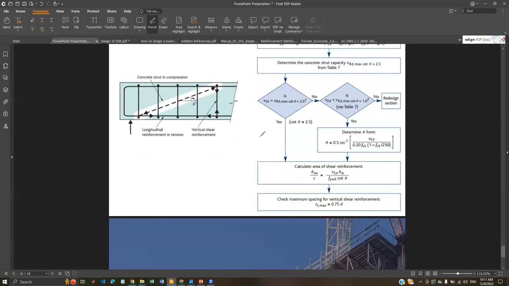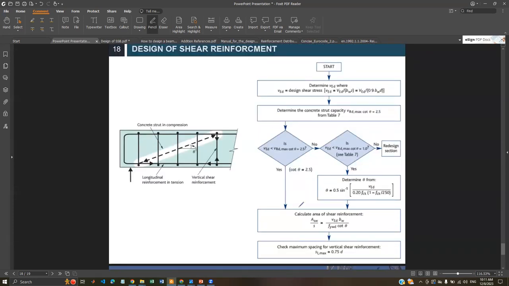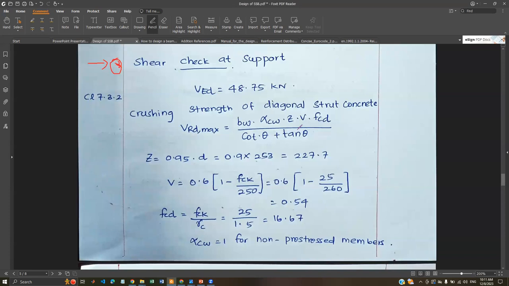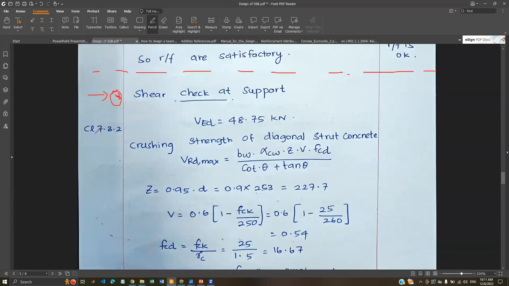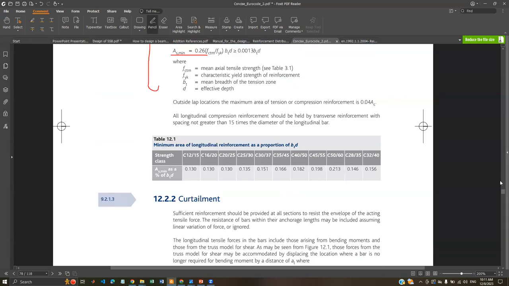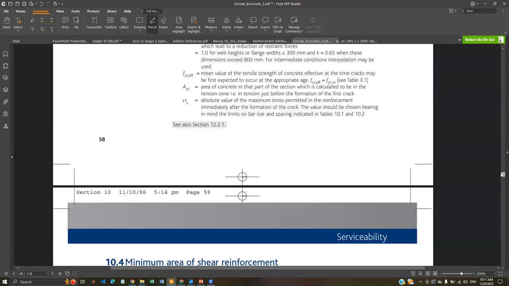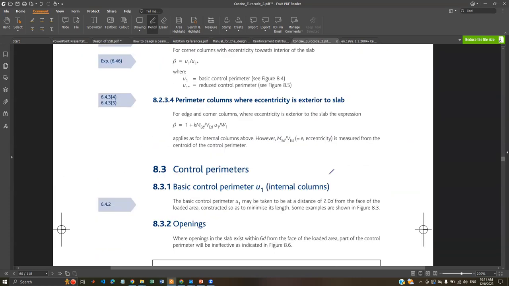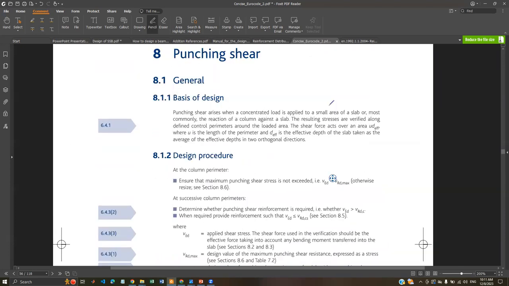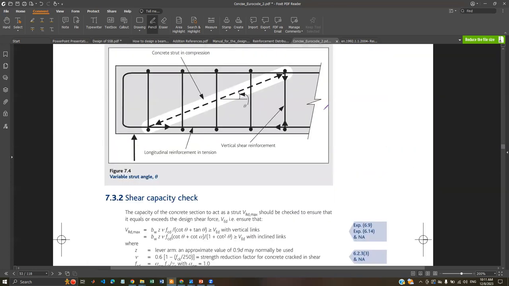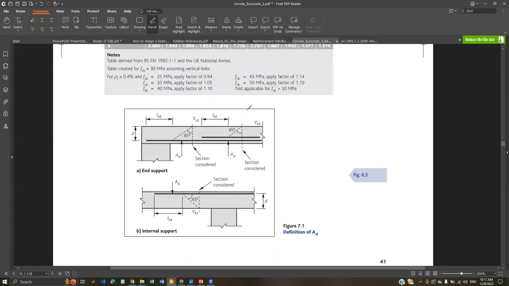To perform the shear calculation, I have just shown you the flow diagram. You can follow the same thing here. But rather than explain it here, I'm going to explain with the actual design. To perform the shear design, I need to go to 7.3.2. You can see the shear and everything has been mentioned over here.